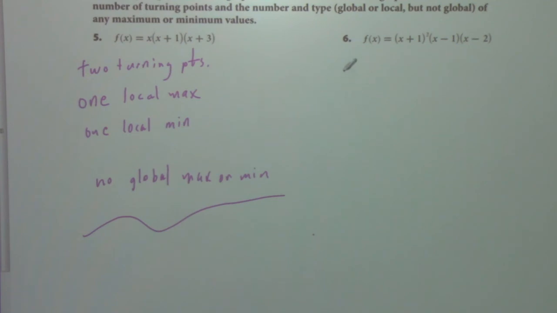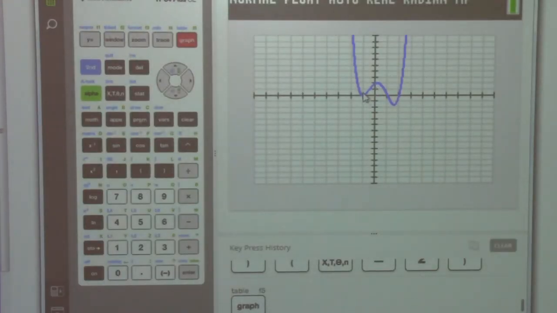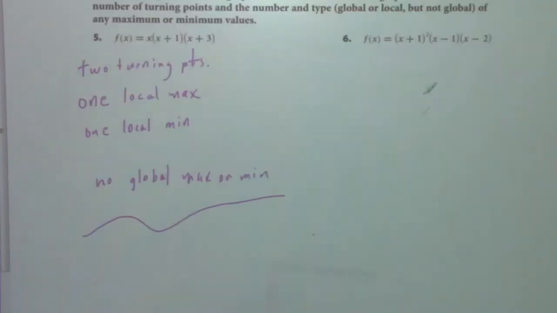Turning points? I don't know if it's 2 or 3. Let's go look and count. 1 turning point. 2 turning points, 3 turning points. I count 3. So 3 turning points, right? Out of 5.